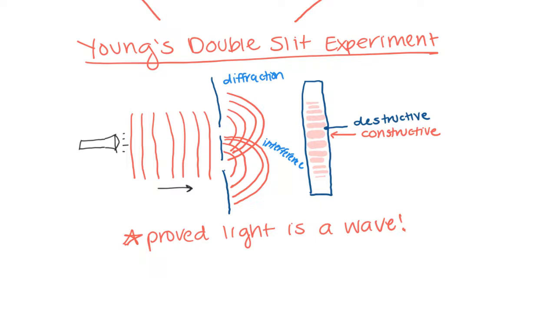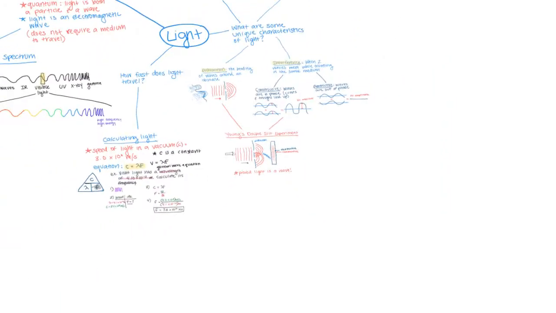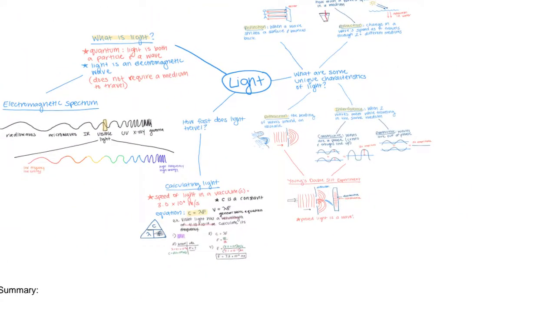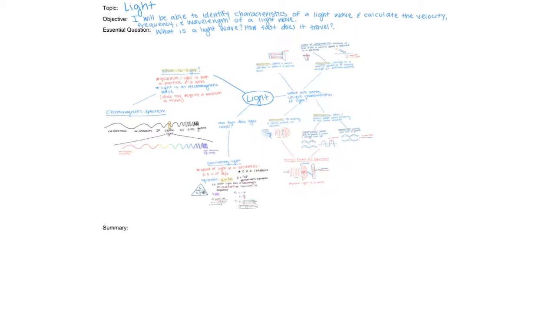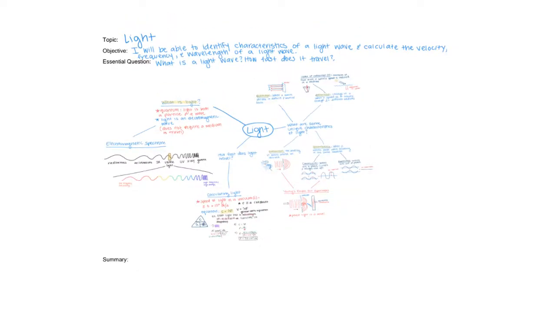So again, I'm not going to quiz you all on the ins and outs of Young's double slit experiment, but I think it is a really cool experiment that was really groundbreaking at the time to prove that light was in fact a wave. So hopefully this gives you all a cool little preview of different aspects of light and how light behaves as a wave.